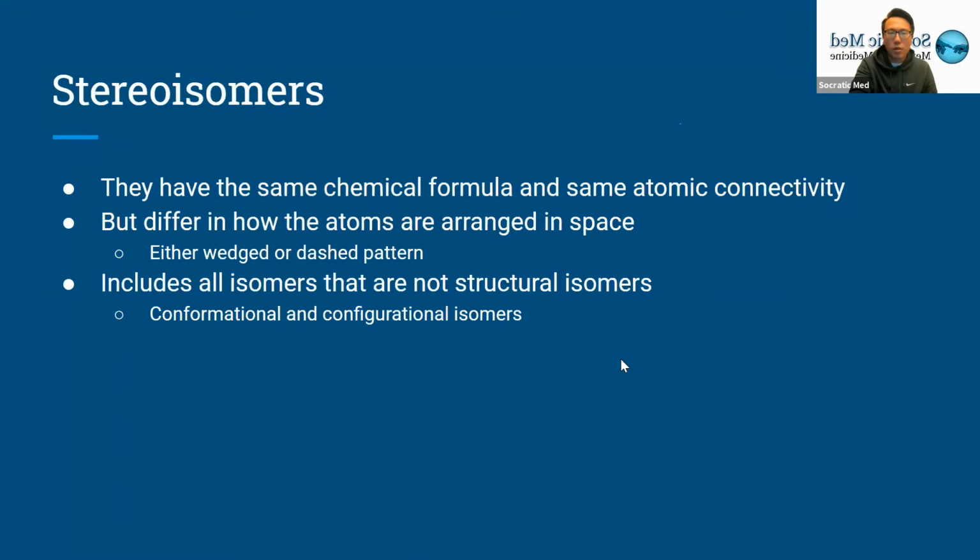Next, I'm going to go into stereoisomers. These are more similar than the structural isomers. They do have the same chemical formula, but they also have the same atomic connectivity. So these will have the same bonds, but they just differ in how the atoms connected to each other are arranged in space.